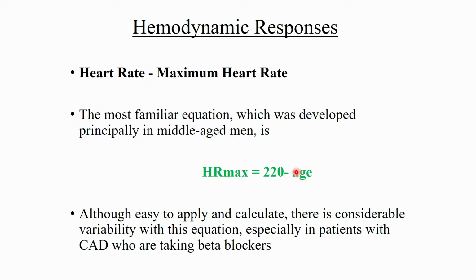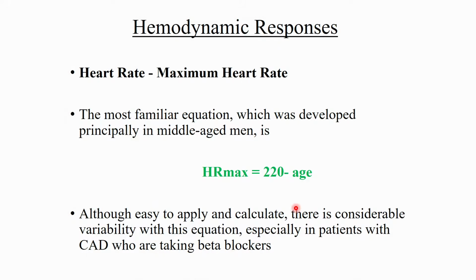Coming to hemodynamic responses, we will look at the heart rate and BP responses. In the heart rate, the patient should reach a maximum heart rate of 220 minus age. This is the formula we give. If the patient doesn't have any ECG changes and can do the complete test, then till what time should the patient do the test.